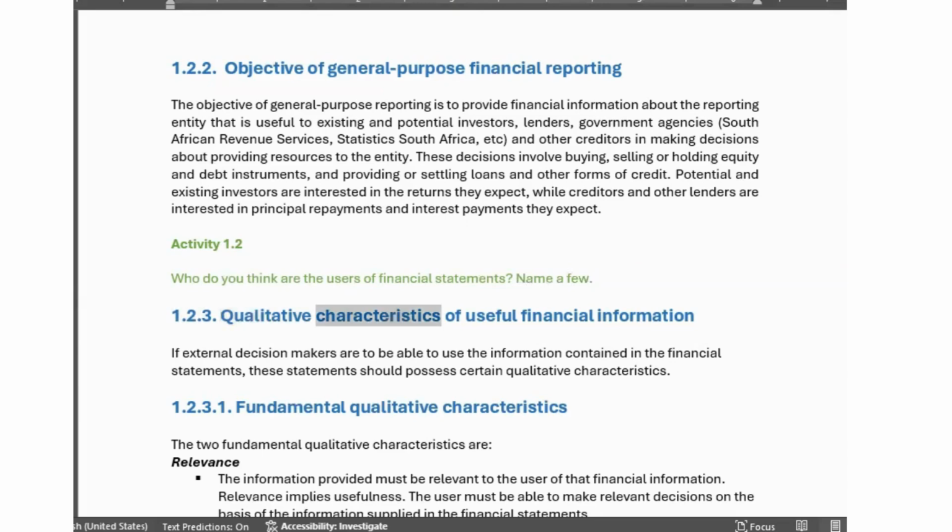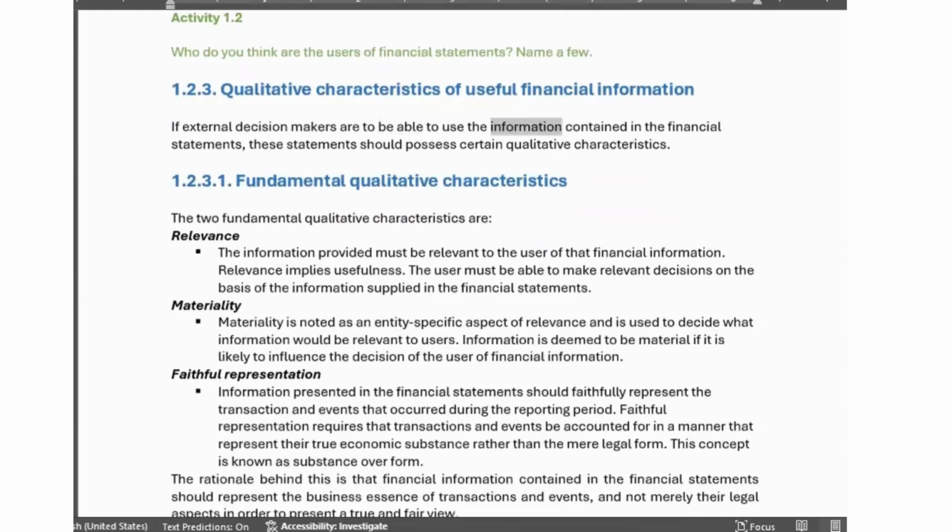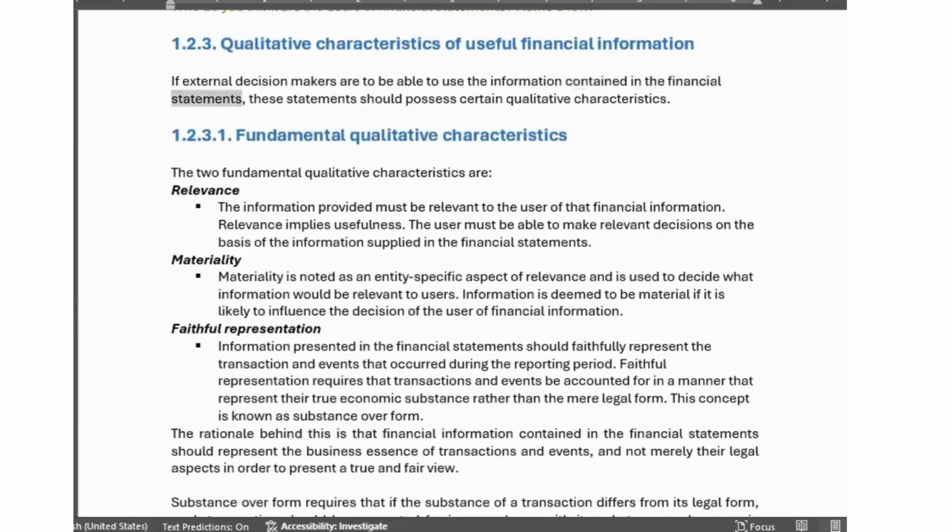1.2.3 Qualitative Characteristics of Useful Financial Information. If external decision-makers are to be able to use the information contained in the financial statements, these statements should possess certain qualitative characteristics. 1.2.3.1 Fundamental Qualitative Characteristics. The two fundamental qualitative characteristics are relevance. The information provided must be relevant to the user of that financial information.